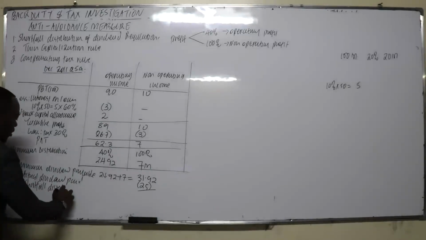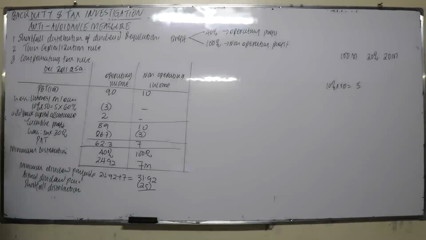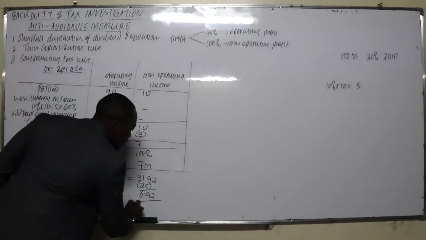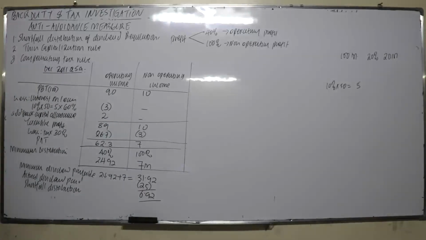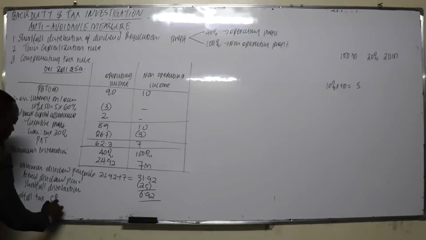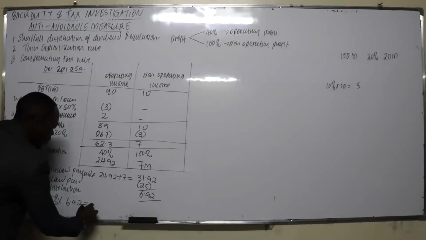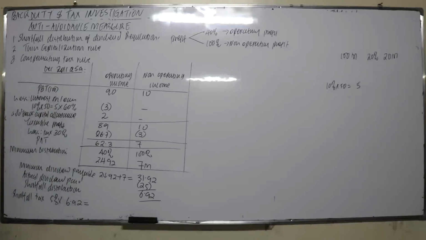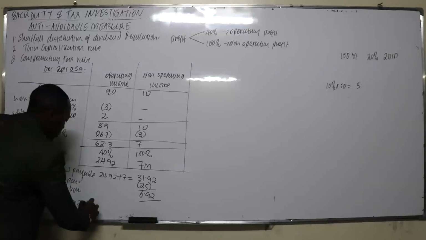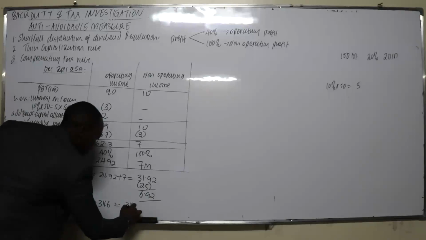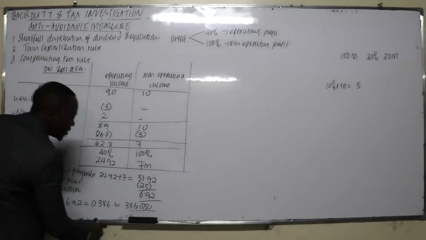Shortfall distribution. An amount of how much? 6.92. So how much will be the shortfall tax? We charge 5% of 6.92. Sorry? 346, which is equivalent to 346.